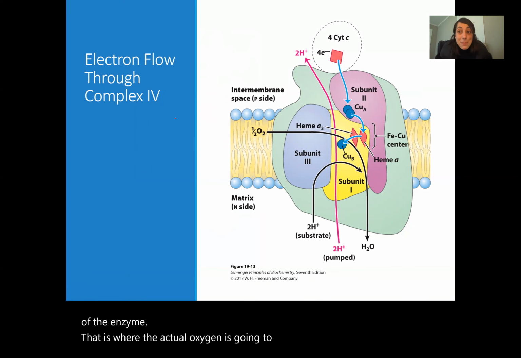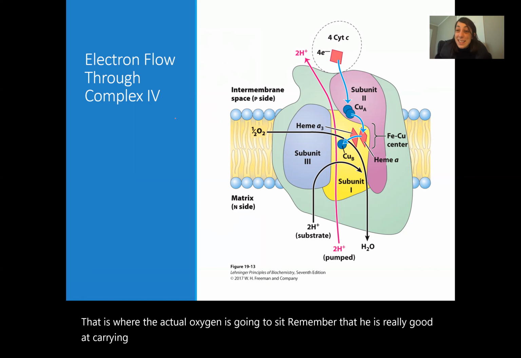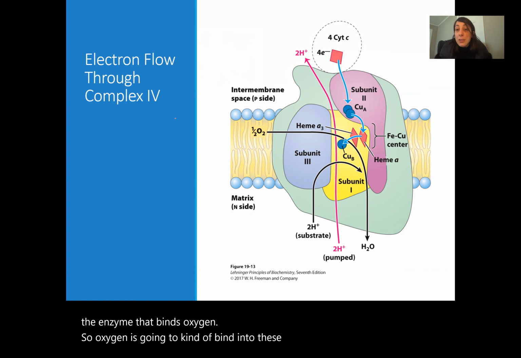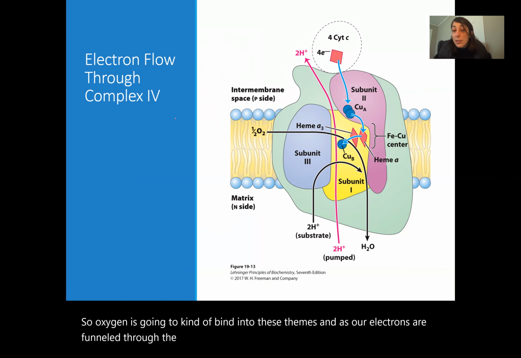Remember that heme is really good at carrying oxygen. So it makes sense that heme would be used as the portion of the enzyme that binds oxygen. So our oxygen is going to bind into these hemes. And as our electrons are funneled through, the oxygen is then broken down to make water.